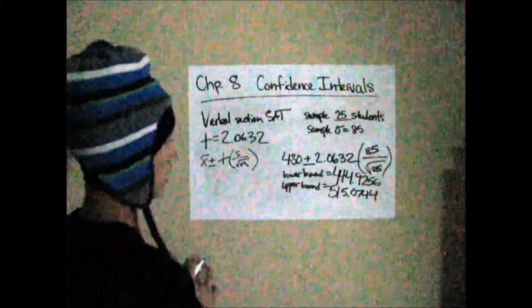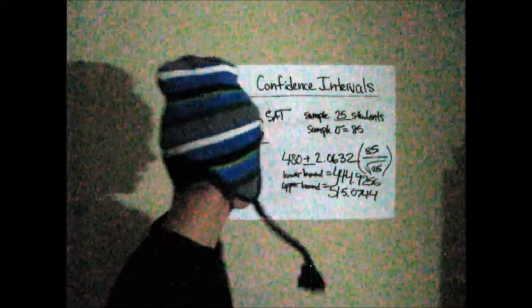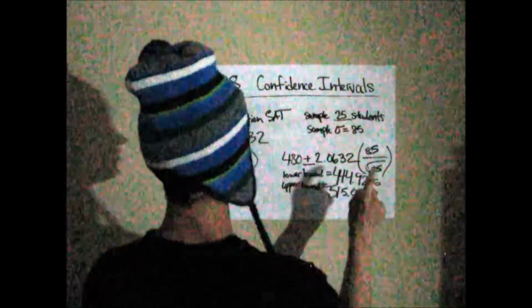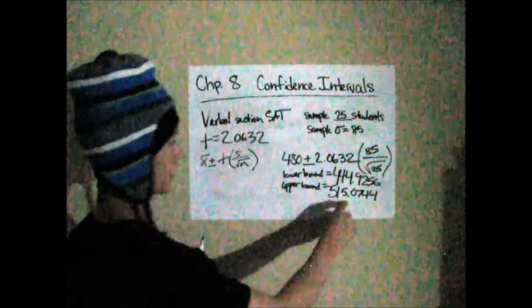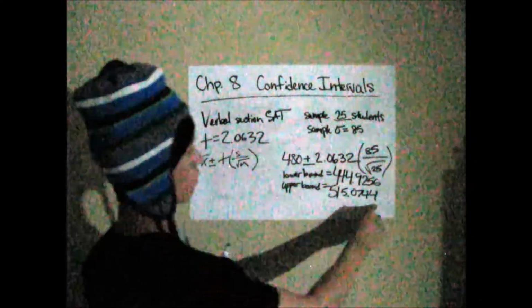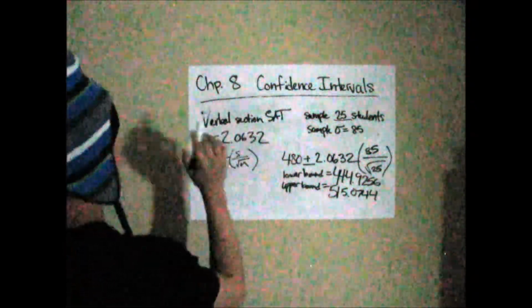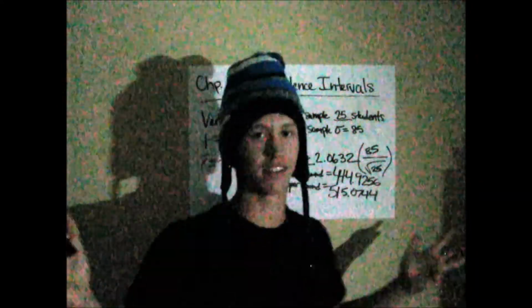515.0744. And from here, we can conclude that we are 95% confident that the interval 444.9256 and 515.0744 will capture the true mean of the verbal section of the SAT scores for all of the students in the population.